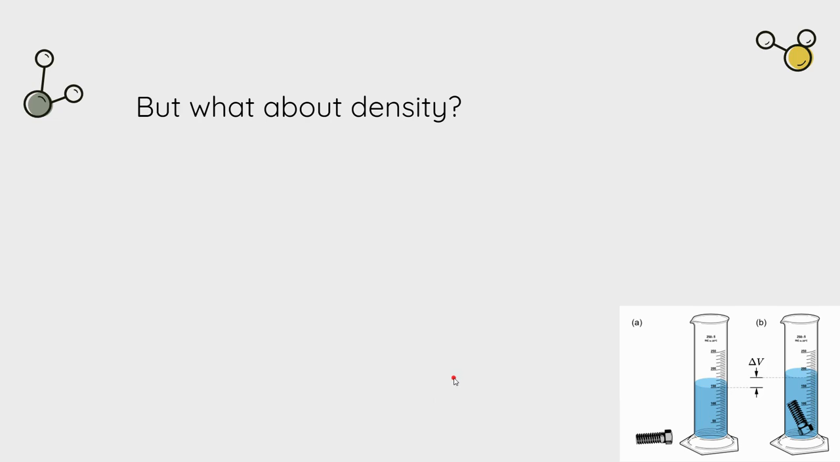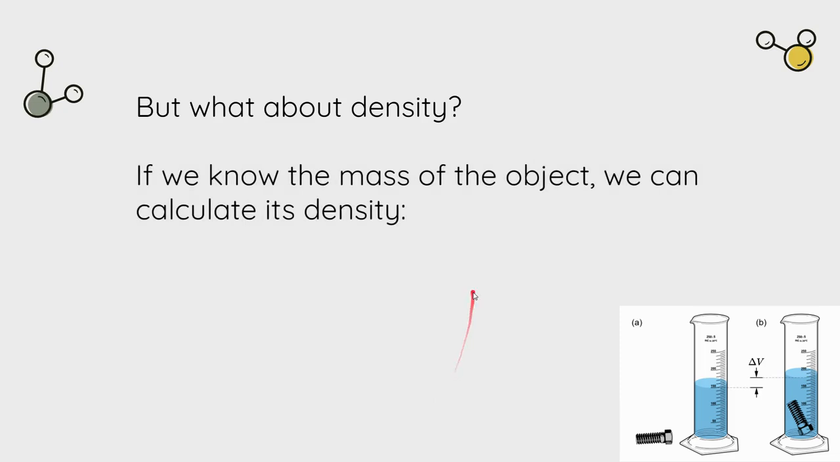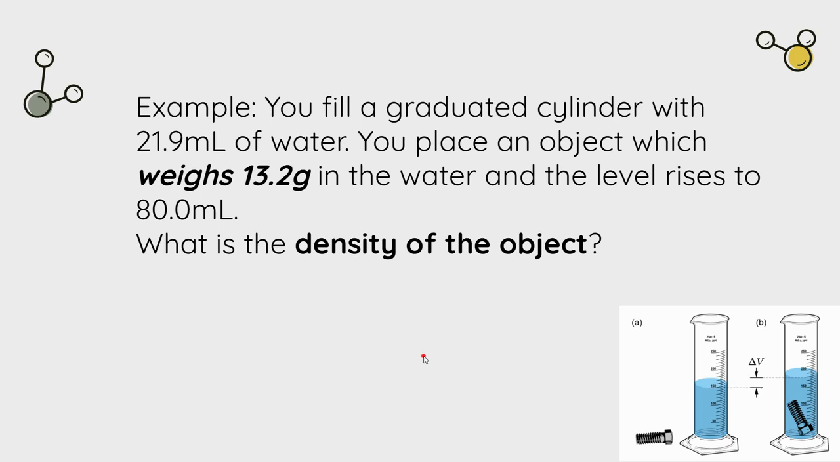But what about density? This whole unit has been focused on density. Well, if we know the mass of the object, we can calculate its density. Remember, density equals mass divided by volume. We just talked about how to calculate volume, how much the water rose. So if we have a mass, we can do the mass divided by that volume to get the density of our object. Let's go through an example problem.